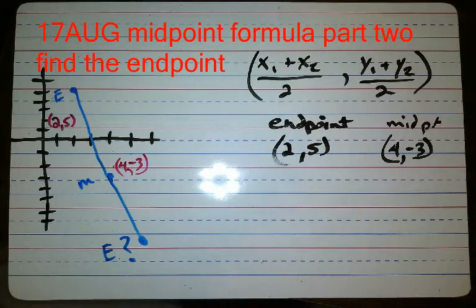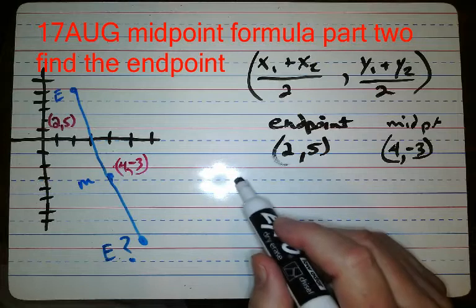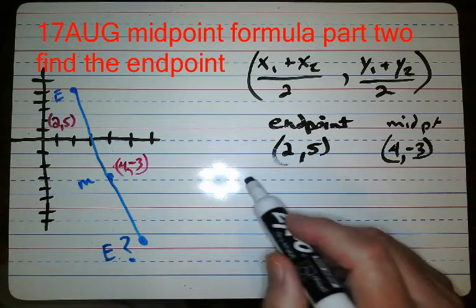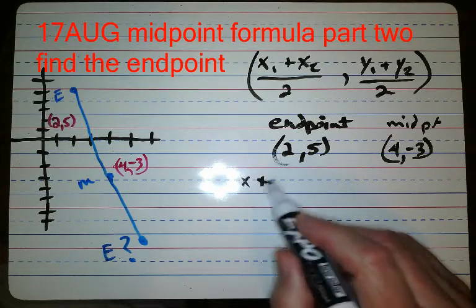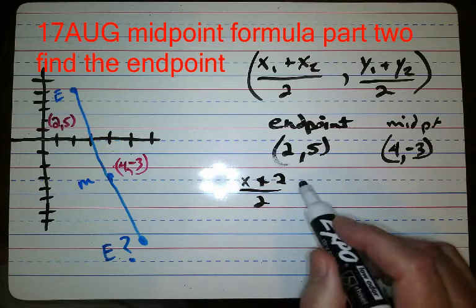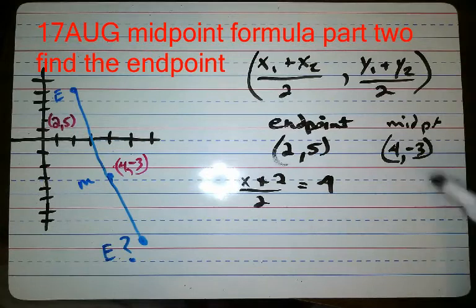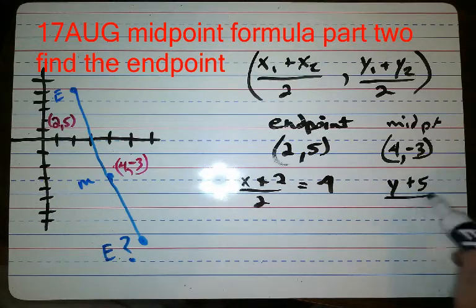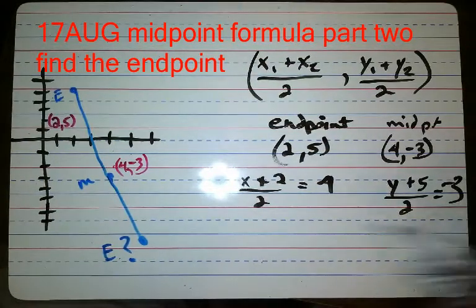We know what the middle is. So we could say x plus 2 divided by 2 equals 4, because that's the way we find the middle of the x's. And then y plus 5 divided by 2 equals -3. Right? So we could do it that way.